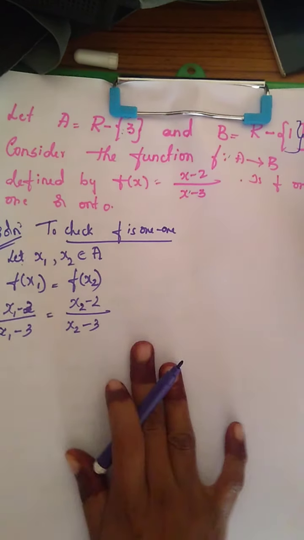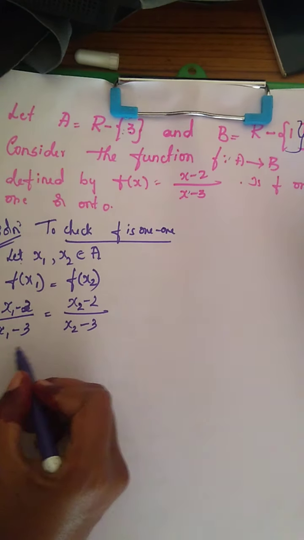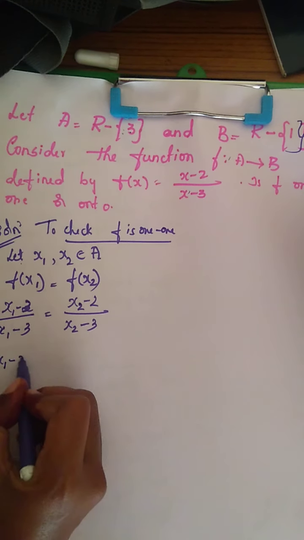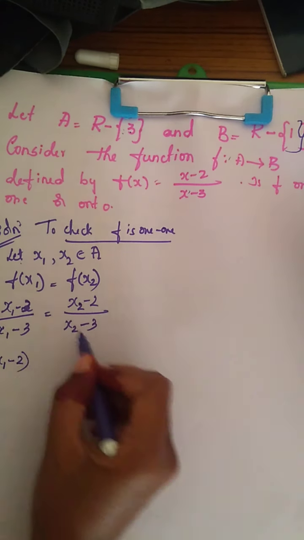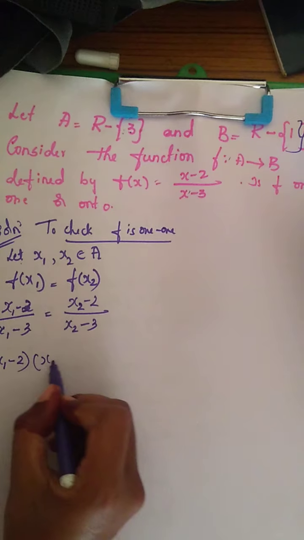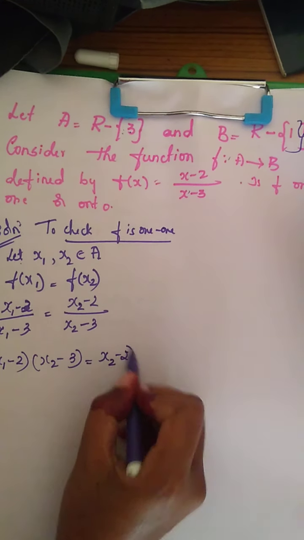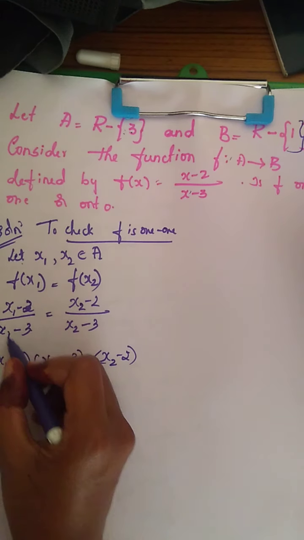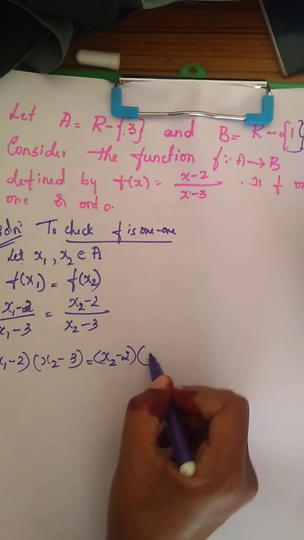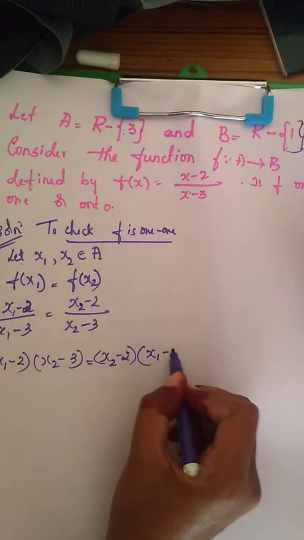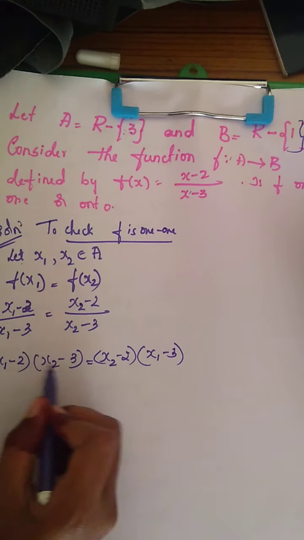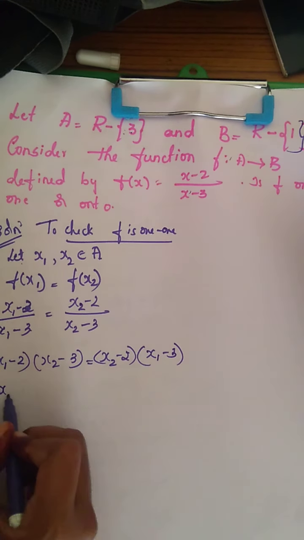So now I'll do the cross multiplication. It will be x1 minus 2, I'll take this to this side, so x2 minus 3 is equal to x2 minus 2, which was already there. When I take this denominator to the other side, it is multiplied, so it is x1 minus 3. I'll multiply. x1 into x2 is x1 x2.